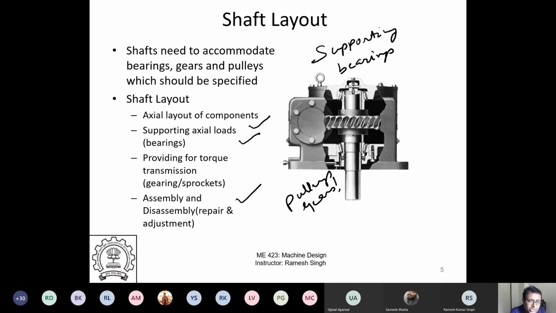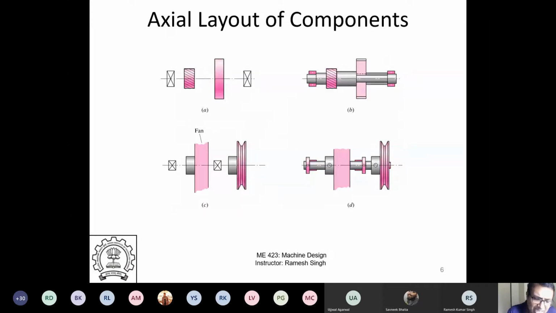How am I going to support the shaft? Where will I keep the motor? How do I transfer my power from my shaft to another shaft if it's needed? Right. So all this you have to visualize and then basically put a proper layout, how it will be done. So typically the layouts are something like this. So see, these two are bearings, and this is a gear or a sprocket. You can mount a fan, if you see.